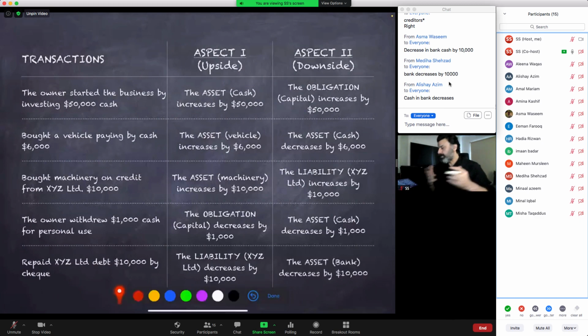So what we conclude from here is, number one, a transaction cannot simply exist without these two aspects. Without the upside or downside, a transaction cannot exist. And it is not possible for you to have just the upside and there is no downside, or just the downside and no upside. It is impossible. You can think of any other transaction in your head, and you will always find some upside or downside over here.